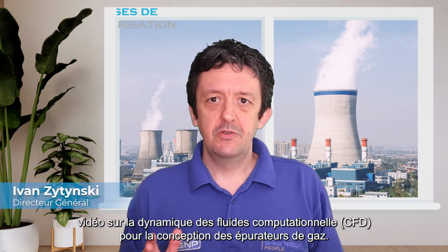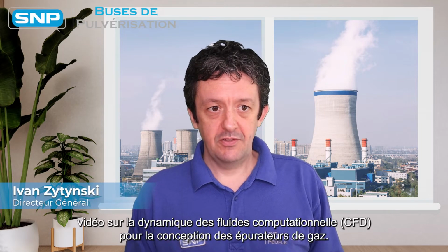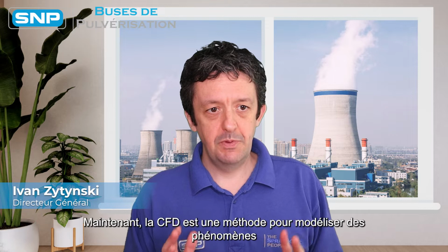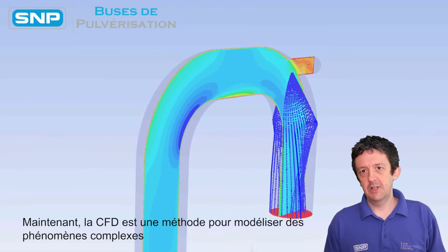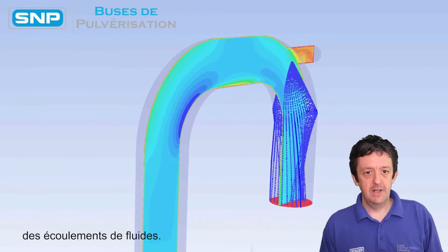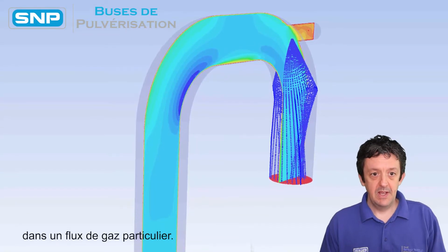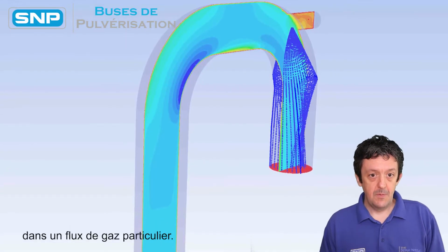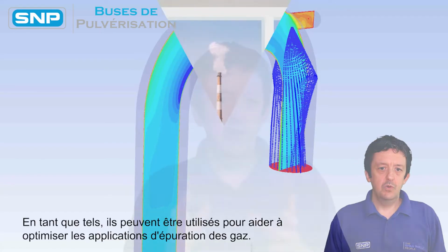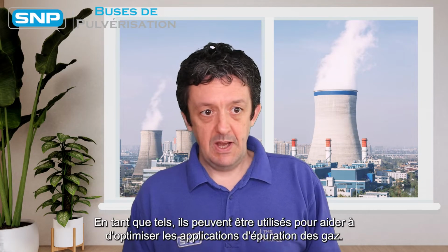This is a video on computational fluid dynamics for gas scrubber design. Now, CFD, computational fluid dynamics, is a method for modelling complex fluid flows. CFD can be used to model where sprays will end up going in a particular gas flow. And as such, they can be used for helping optimize gas scrubbing applications.